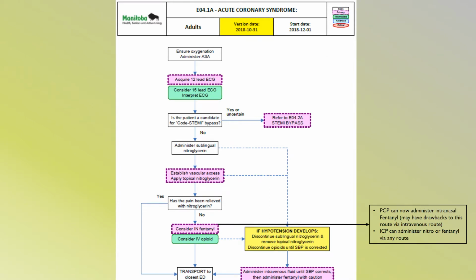And then we keep moving down here. So has the pain been relieved by the nitro? And like we talked about, you can do about 3 nitro doses sublingually, and then you move over into an opioid. ICPs, if you're listening to this presentation, nothing changes for you folks. You can still administer either the morphine or the fentanyl by all available routes. However, at the PCP level, this is exciting for you, in that you are now going to be able to administer intranasal fentanyl to these patients.